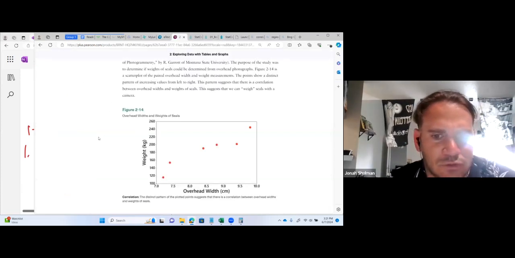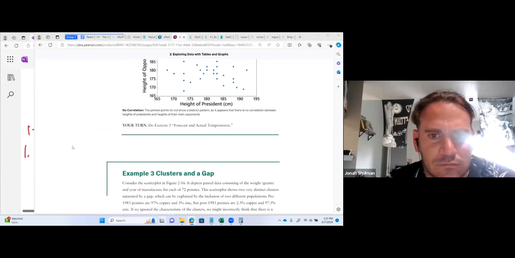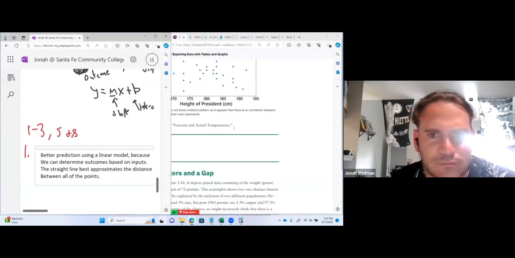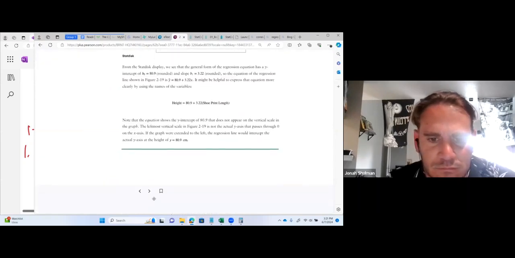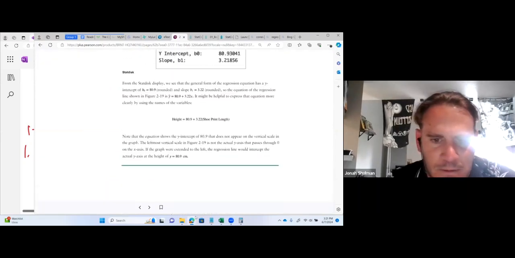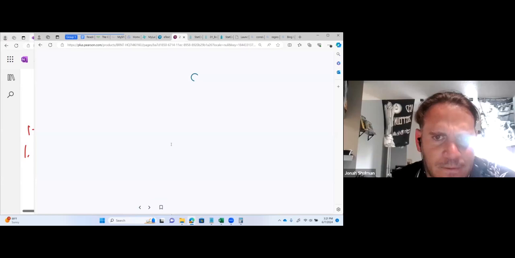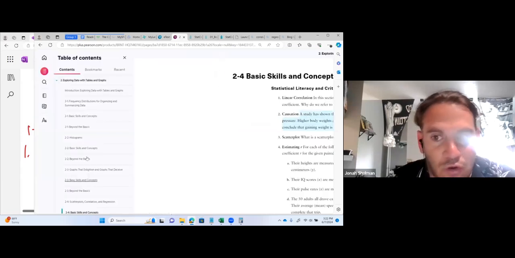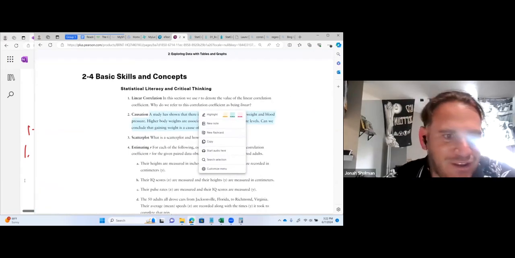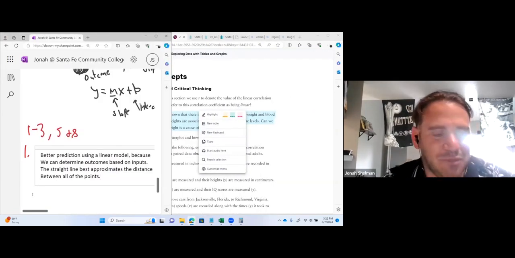All right, let's try number 2. Number 2 says, a study has shown that there's a correlation between body weight and blood pressure. Higher body weights are associated with higher blood pressures. Can we conclude that gaining weight is a cause? No, we cannot. Number 2 is a big no.